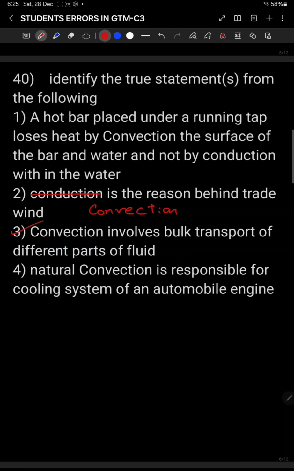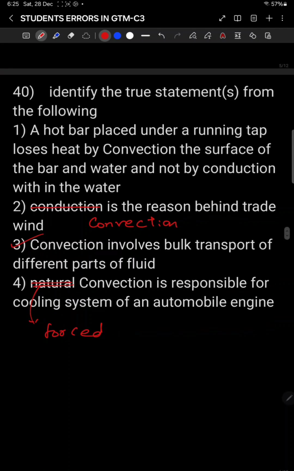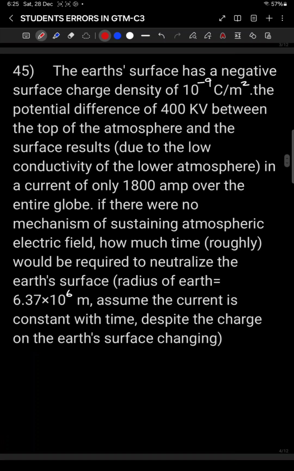Third option correct. Natural convection is responsible for cooling system of automobile engine. No, it's wrong here. It is not natural convection. It should be forced convection. Forced convection is responsible for cooling system for automobile engine. Come to next question.